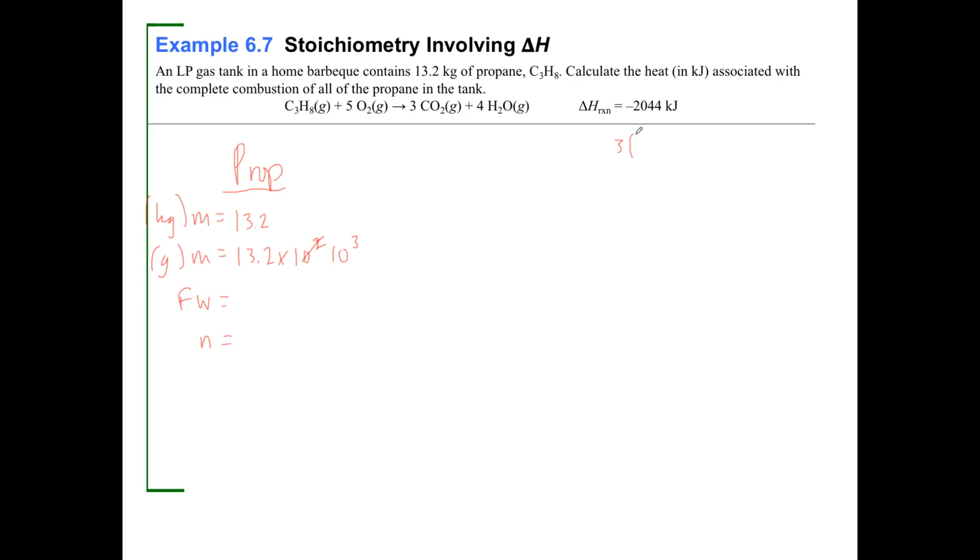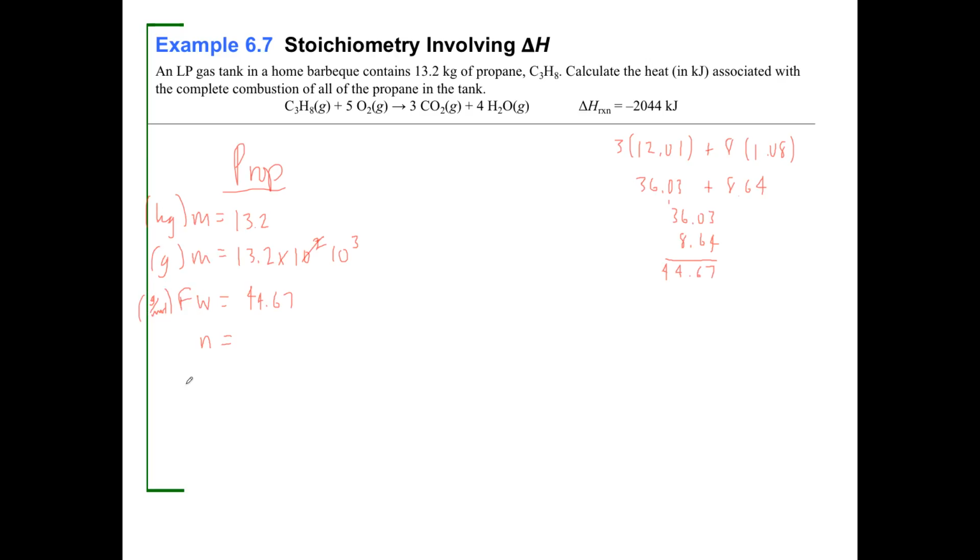So it's 3 times 12.01 plus 8 times 1.08. I think I can do this one in my head. 36.03 plus 8.64 is 44.67, but I can't do the next part in my head. 44.67 grams per mole, right?